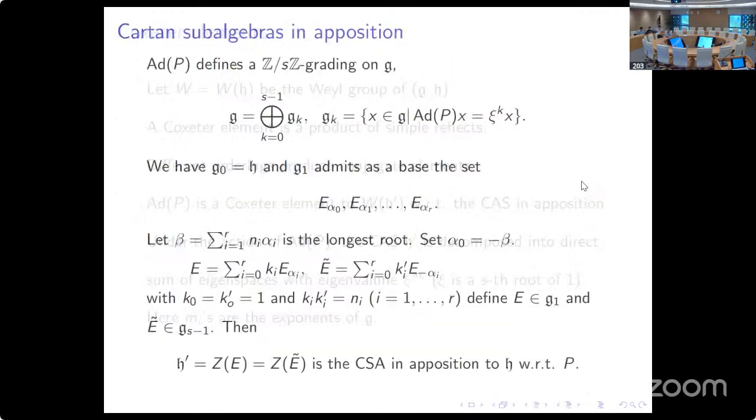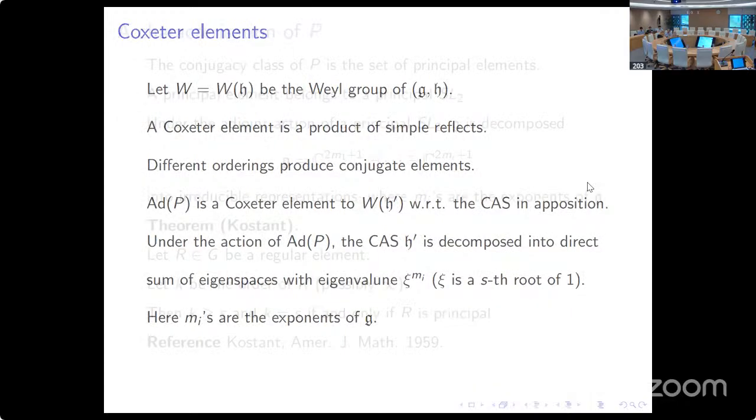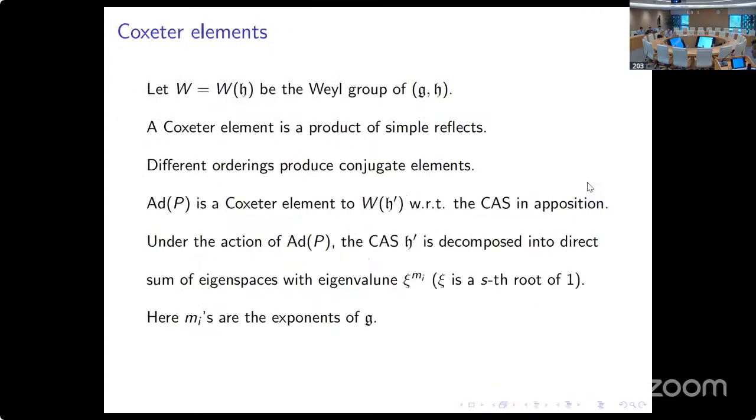Okay, so how about the Coxeter element? The Coxeter element is a particular element in the Weyl group. So we're considering the reflections in the root system. You write down all the simple reflections, write down a product to get an element. If you change the order, it gives you a different element, but they are all conjugate. So the Coxeter element is kind of special among the same conjugacy class that are conjugated by the Weyl group.